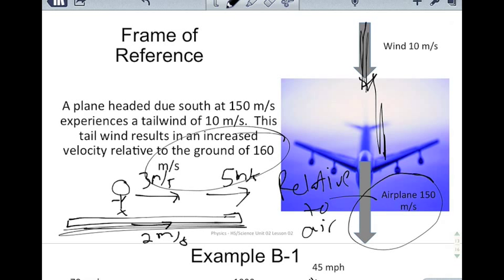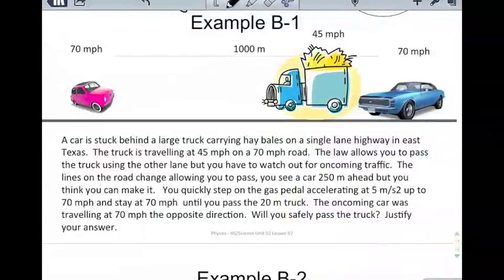So you've got to take into account, it's really important that you draw these out and look at it and say, okay, what's affecting what in this given situation? In this question it says you've got a car that's stuck behind a large truck of hay on a single lane highway. It says the truck is traveling at 45 miles per hour on a 70 mile per hour road. We've all been here.